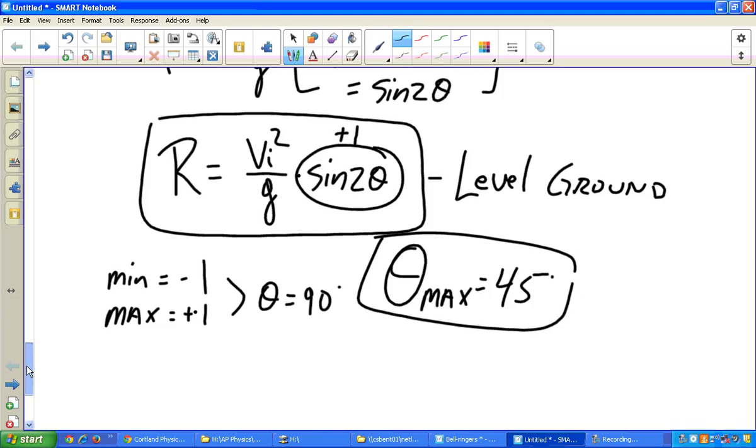In the next video, we're going to go ahead and derive the general range equation when we start off of a cliff of some height. And we'll still neglect air resistance for now, but we'll get to that eventually. All right, see you next video.